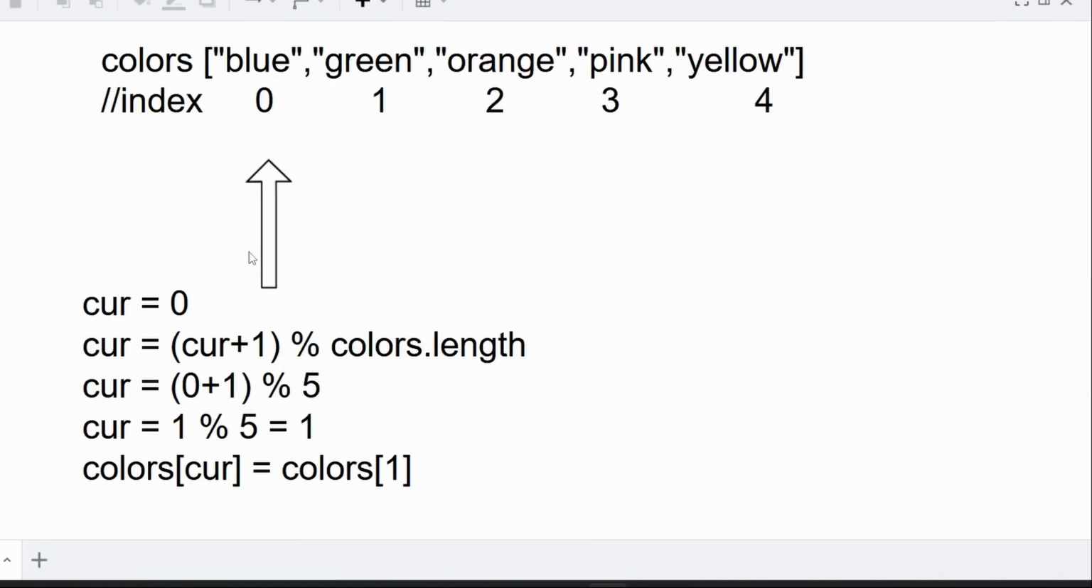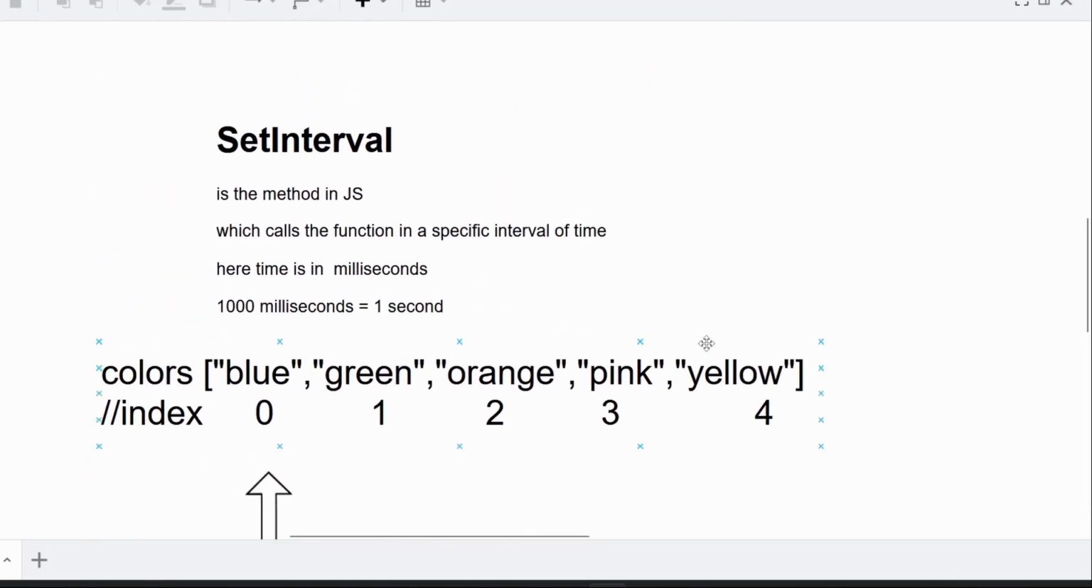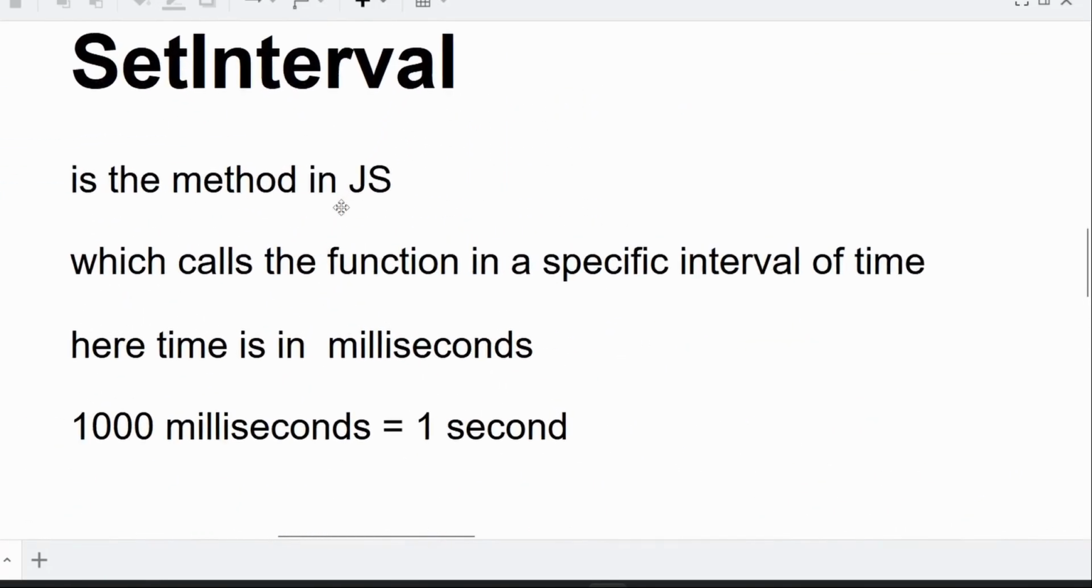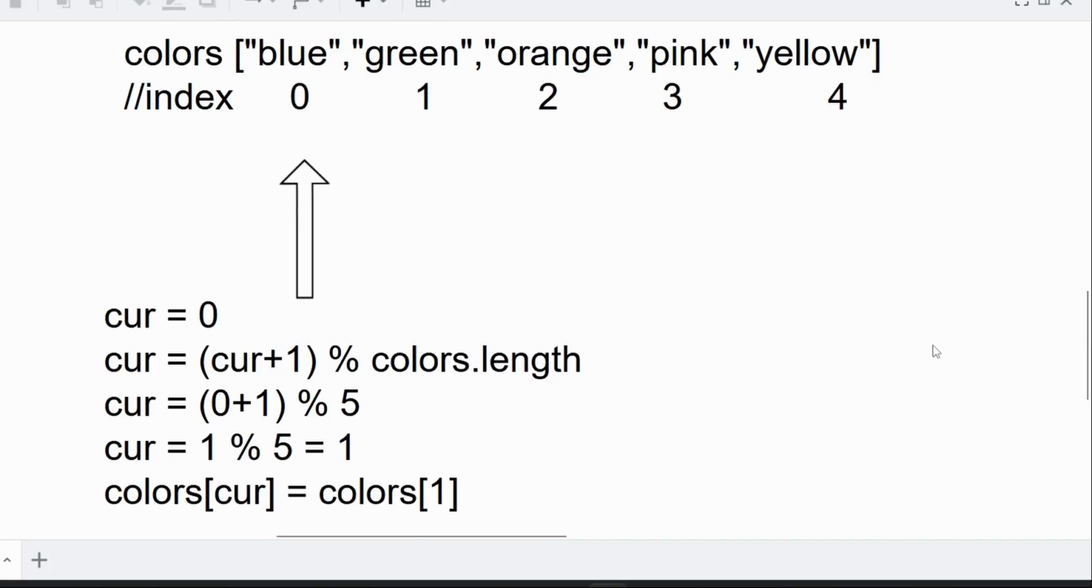Now let me explain the function in detail. First, setInterval calls the function. First, we can see about setInterval. setInterval is a method in JavaScript which calls a function in a specific interval of time. Here, the time is in milliseconds. 1000 milliseconds equal to 1 second. Now let me explain how it is working.